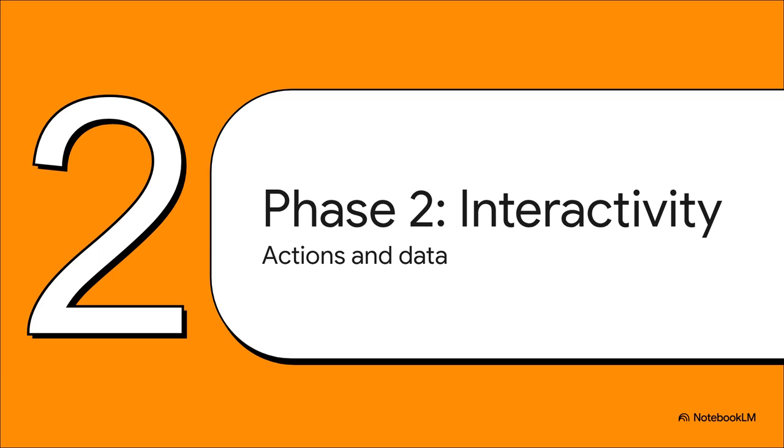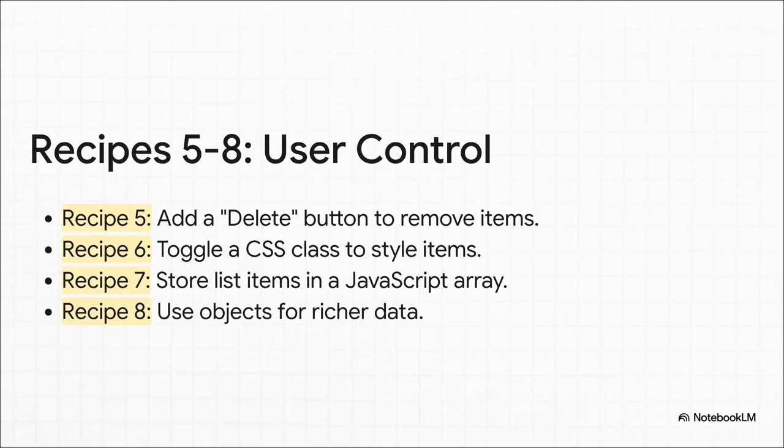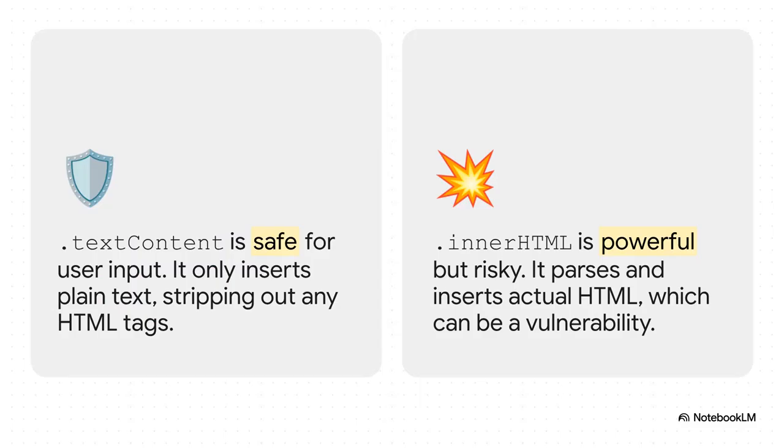Welcome to Phase 2, adding interactivity. This is where our little list stops being just a static page and starts feeling like a real app, one you'd actually use. In this phase, we're giving the user the keys to the car. We're going to add delete buttons, we'll let them mark items as purchased. But the real game changer here is when we stop thinking about our list as just a bunch of HTML on a screen. In recipes 7 and 8, we build the app's brain, a JavaScript array that becomes our single source of truth. From now on, that array is in charge, and it tells the web page exactly what to show.